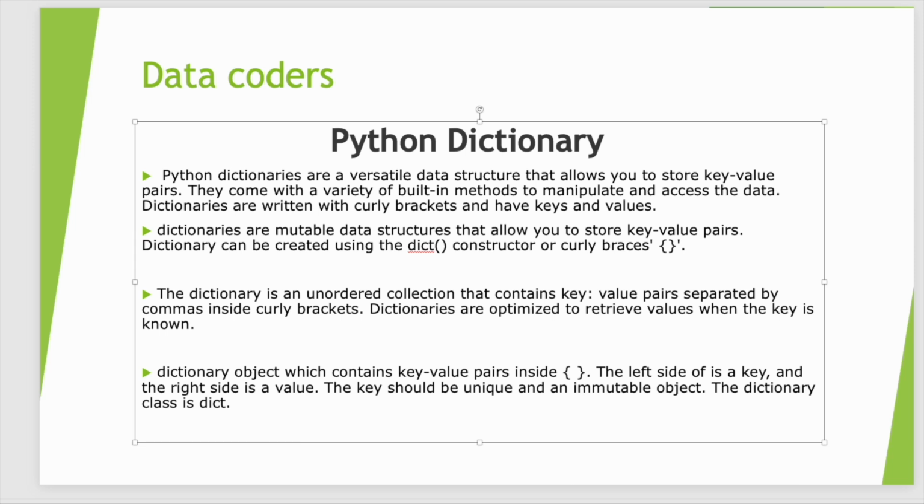In today's video we are going to learn about Python dictionary. Before that we have learned about lists and tuples. So now we are going to learn about Python dictionary. We have seen that a list is ordered and is a collection of elements. Already we have seen tuples.